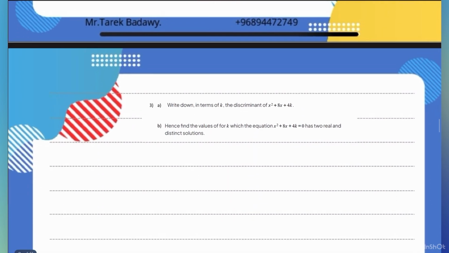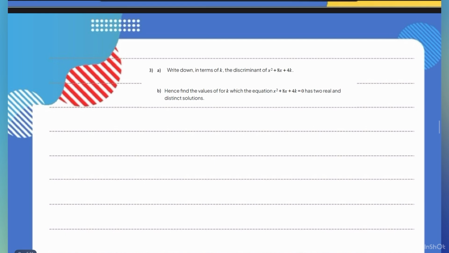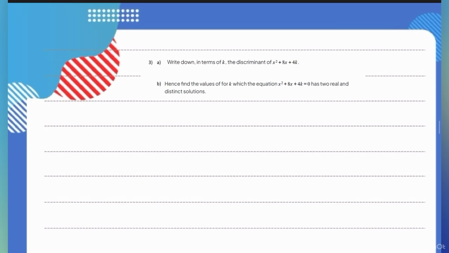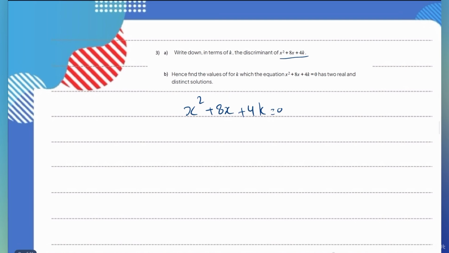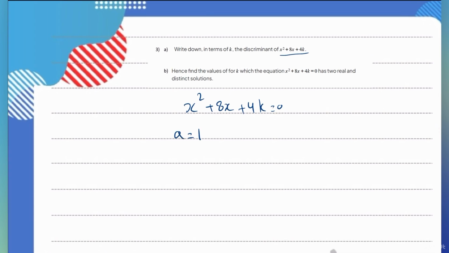The next exercise: write down in terms of k the discriminant of x power 2 plus 8x plus 4k. What I mean is that you keep k in your expression; don't substitute with any value. So how do we find the discriminant here? Let's write the equation x power 2 plus 8x plus 4k. Let's find a, b and c. Here a equals 1, b equals 8, and c equals 4k.